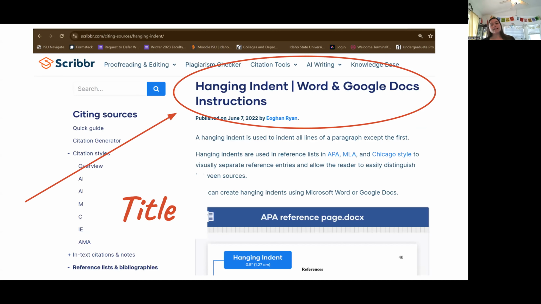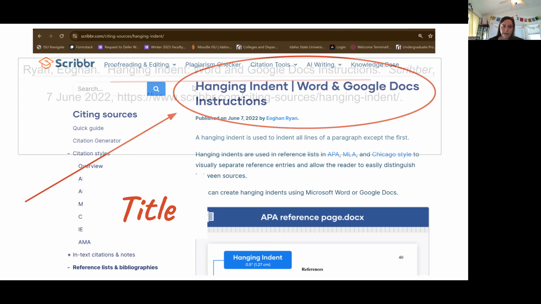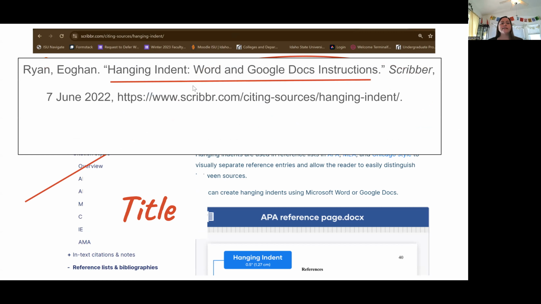So let's look at this example. This is the title from this source. You can copy and paste that and put it straight into your citation that we had already started with this author. Put quotation marks on either side of the article name and a period inside the quotation marks.